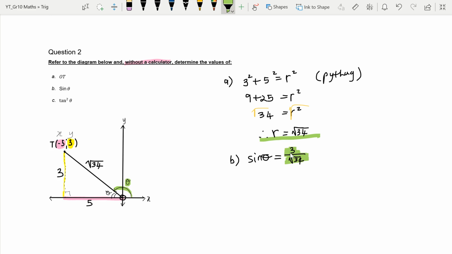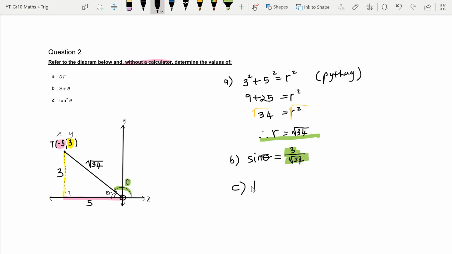Now watch out. They don't want you to go find the angle. We need our calculators to do that. And they specifically said it's without a calculator, and they never said they want theta. They said they want the value of sine theta. And we found that.